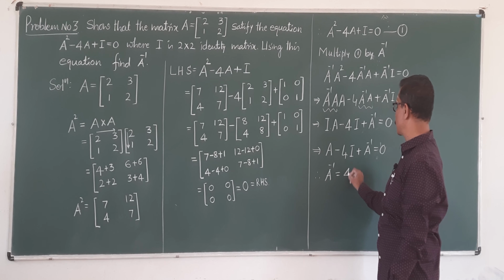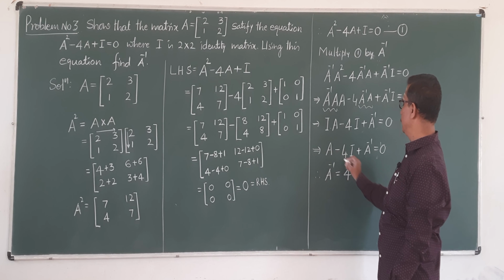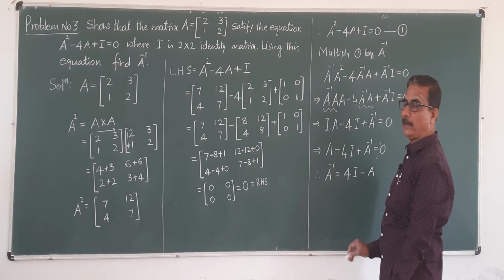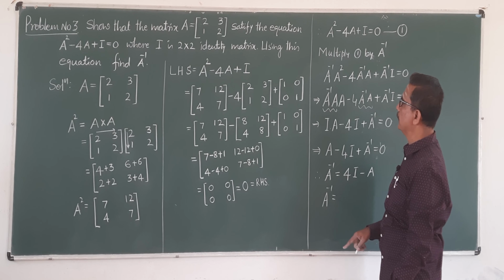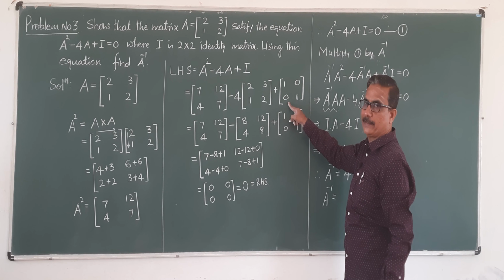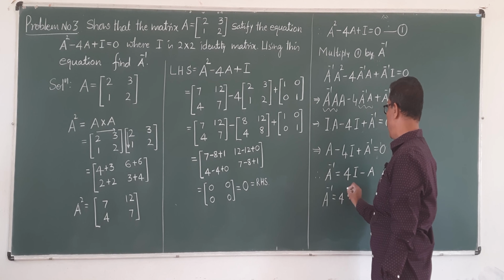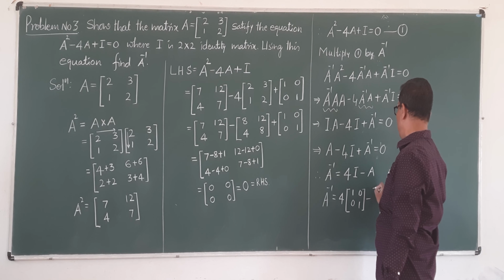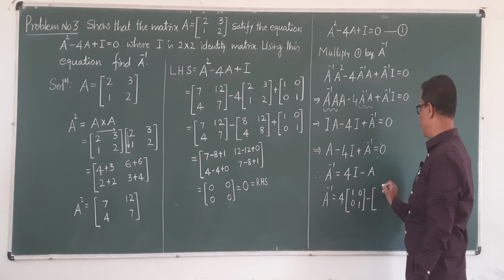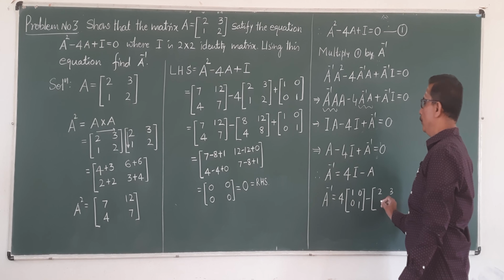minus 4I goes to right side, plus 4I, plus A goes to right side, minus A. So A inverse is equal to 4I. I is the identity matrix. 4I means identity 1 0 0 1 minus A matrix, given matrix 2 3 1 2.